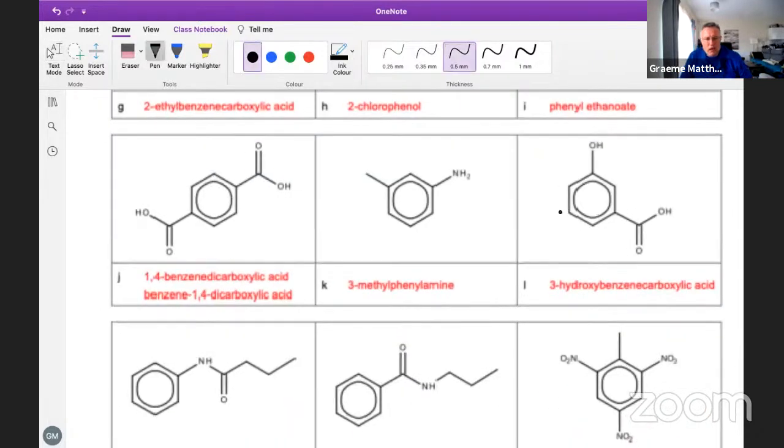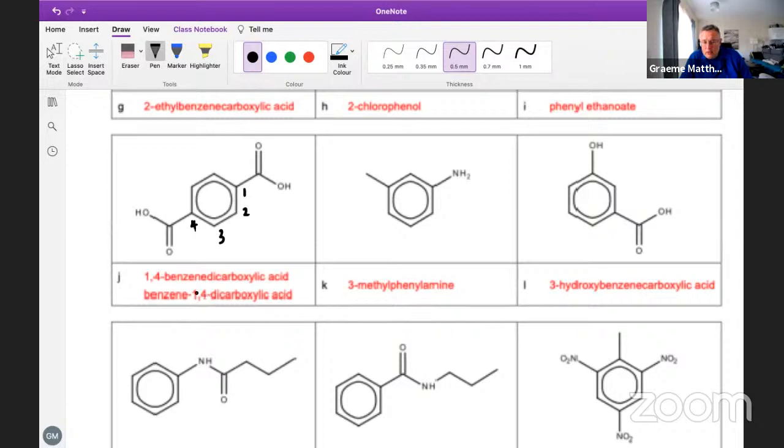Okay. Now, J. J is a little bit tricky because you've got obviously a carboxylic acid group in carbon number 1, 2, 3, 4. And so therefore, this is 1,4-benzene dicarboxylic acid. Now, the reason I say that is because if this other acid group wasn't here, it would just be benzene dicarboxylic acid. All right. Now, we've got a choice of 1,4-benzene dicarboxylic acid or benzene 1,4-dicarboxylic acid. I would actually go for the second one.